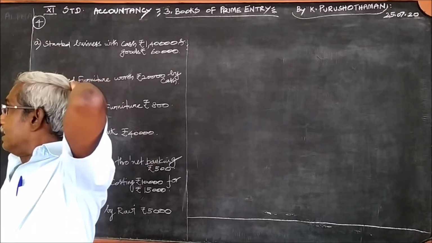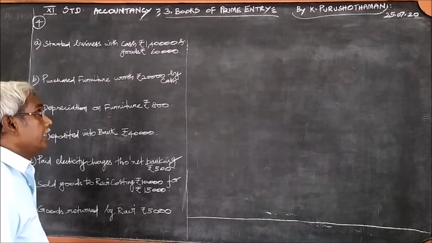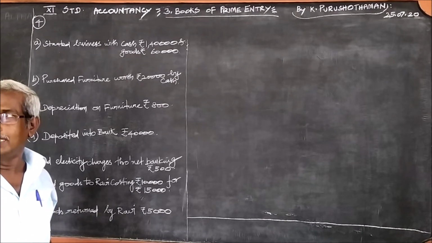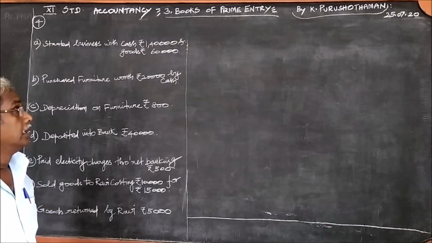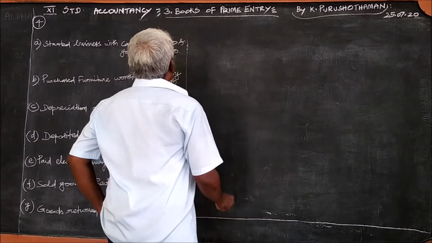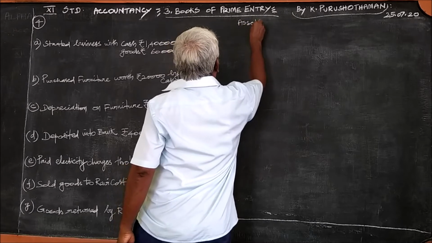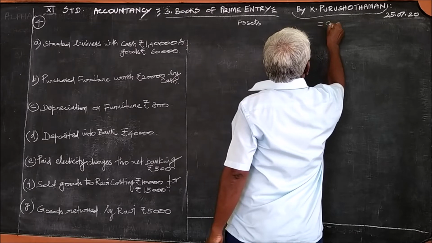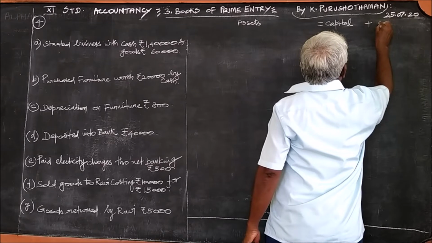As I said for the previous one, we should select what are the items that will come under assets and what are the other items that will come under liabilities. We should collect them, because the accounting equation is assets is equal to capital plus liabilities.